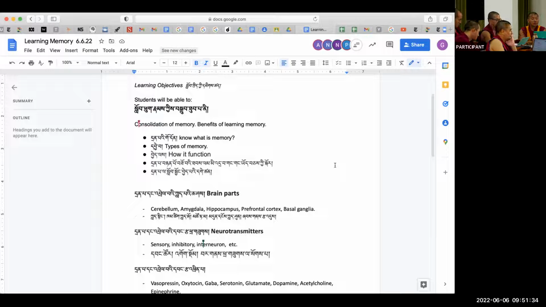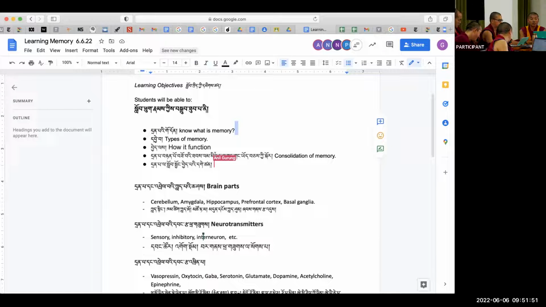do have some sort of five categories: first definition of the memory, and then the different types of memory, and then the functions of the memory, and then the considerations of the memory, and then the importance of studying memory.